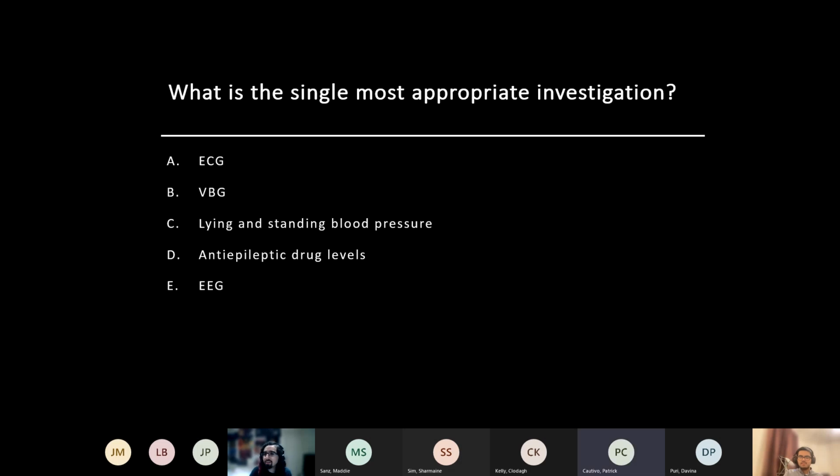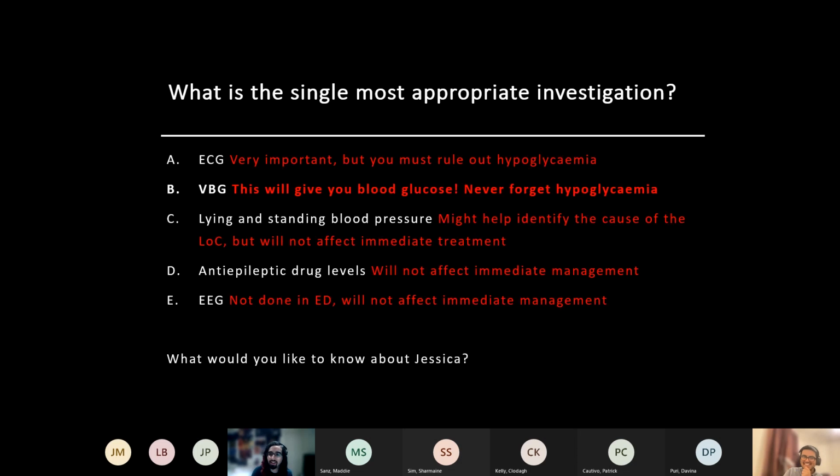Is it ECG? We'll give it a bit of time just to see what people say on Menti. There is an overwhelming majority on Menti. What are people going for? Everyone has gone for A. Okay, right. Deliberately misleading question. So the correct answer in this case is B.